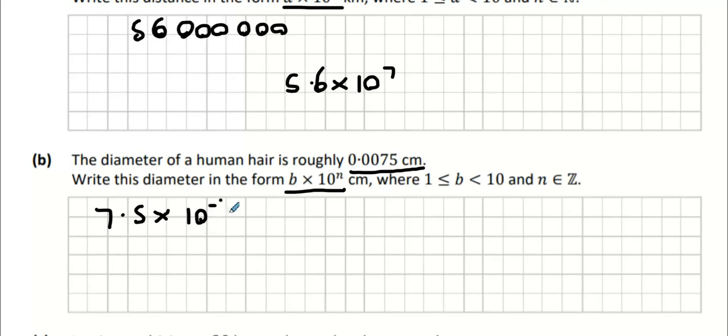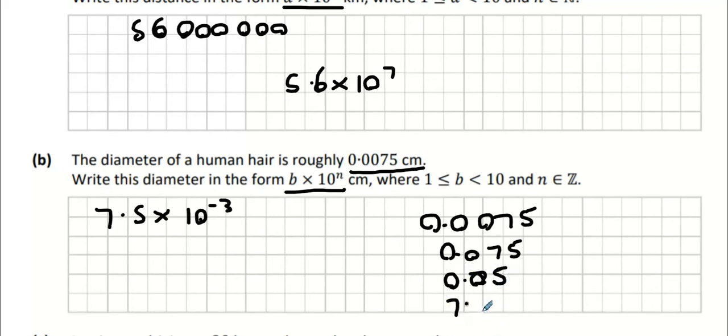Another way of doing it would be to get your 0.0075 and keep multiplying it by 10 until it makes a number between 1 and 10. So this would be once, this would be twice, and this would be 3 times. So you can see here that by multiplying it out by 10 3 times, you turn it into a number between 1 and 10. So this means your answer will be 7.5 by 10 to the power minus 3.